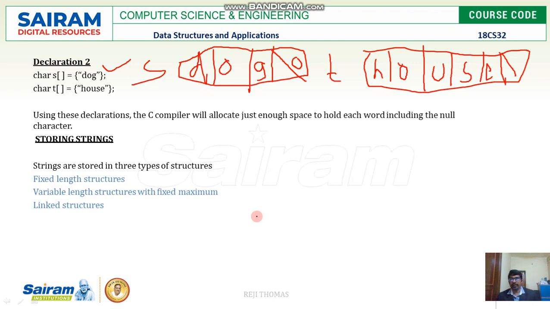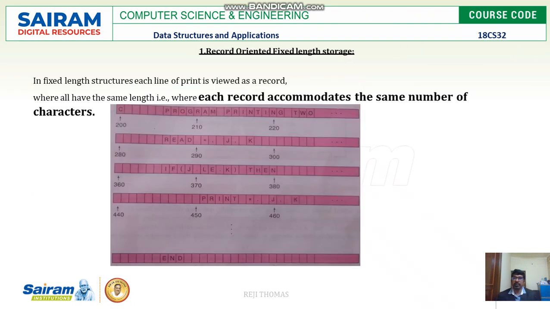Now let us see how we can store strings. What are the different ways by which we can store them? One is a fixed length structure. The second one is a variable length structure, and the third is a link structure. There are three different ways by which we can store a string. Let me repeat. One is the fixed one, the second one is variable, and the third one is a link structure. Let us see these one by one.